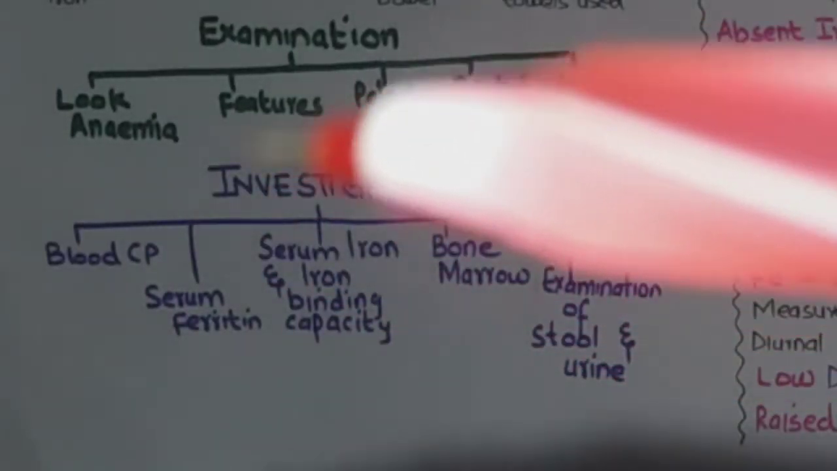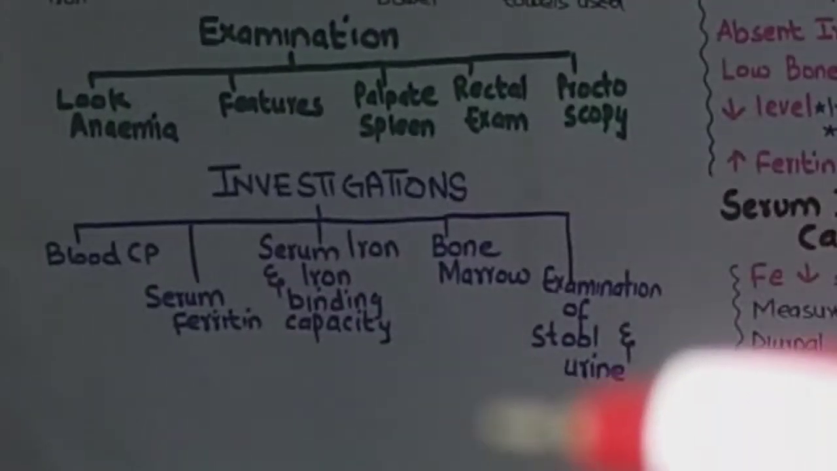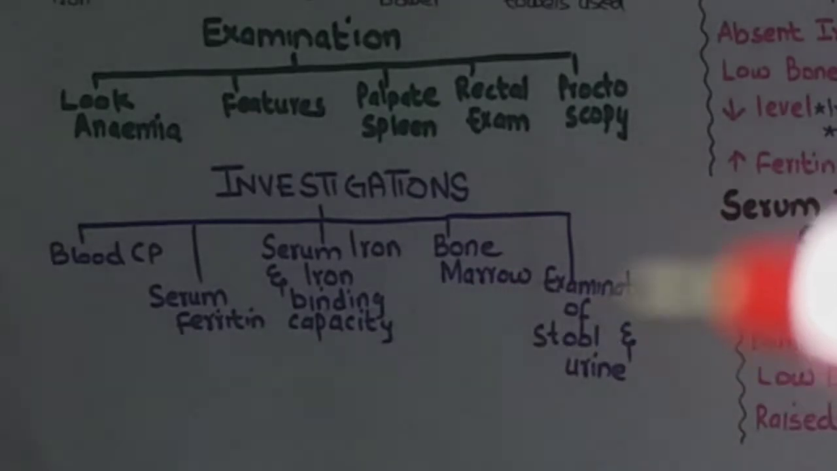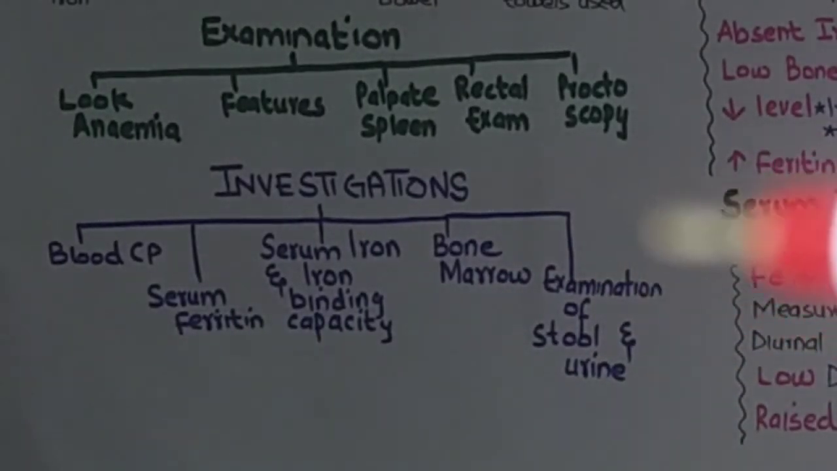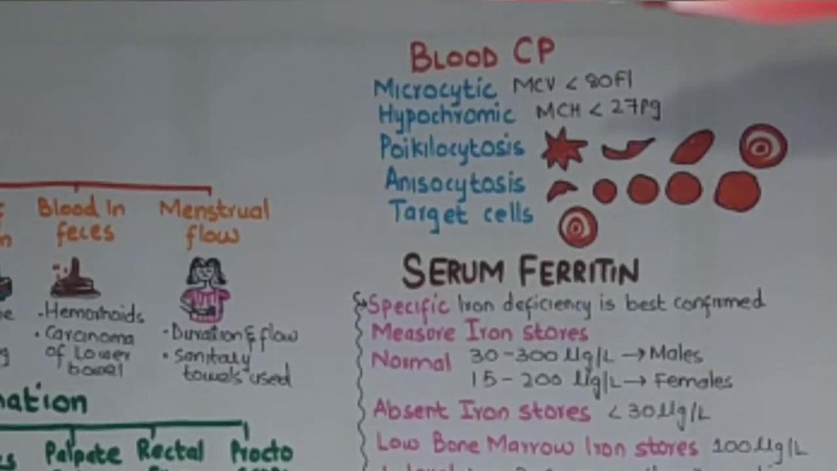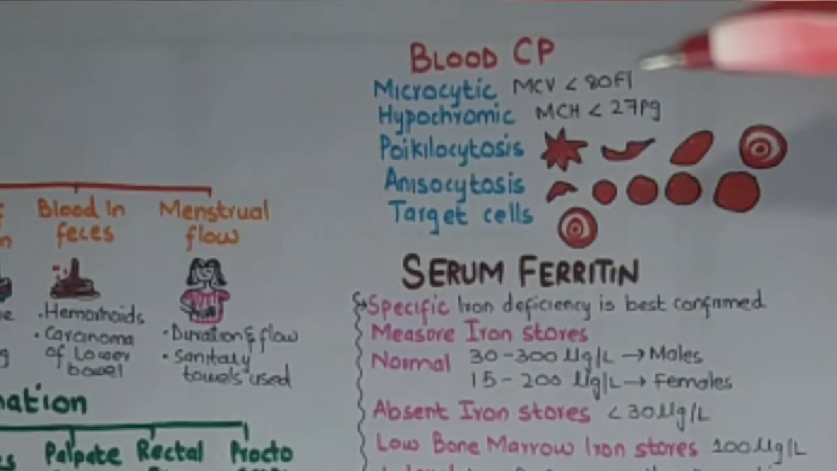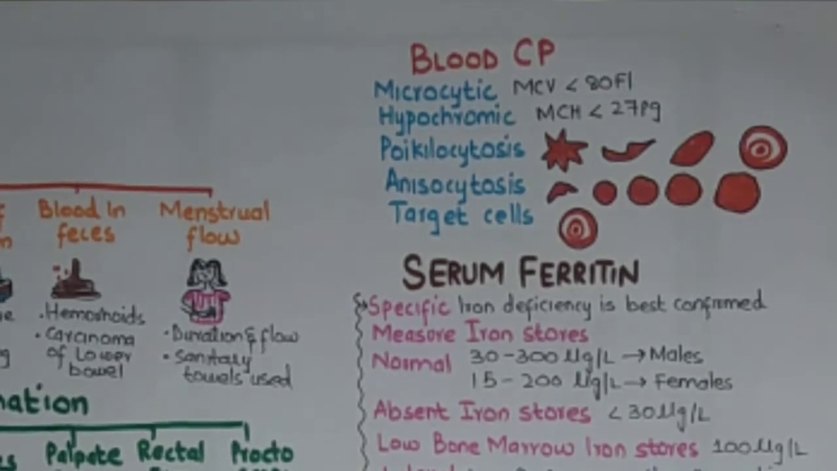Now we will study the investigations of iron deficiency anemia: blood complete picture, serum ferritin, serum iron and iron binding capacity, bone marrow, and examination of stool and urine. In the blood complete picture, you will see microcytosis, that is, MCV less than 80 femtoliter. When MCV is 80 to 100 femtoliter, it is normocytic, and when MCV is greater than 100 femtoliter, it is macrocytic anemia.